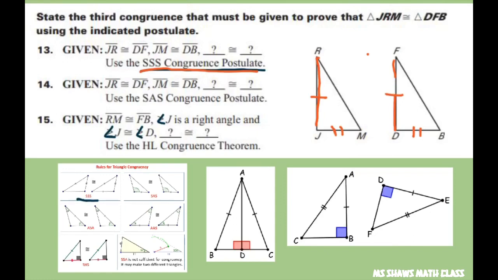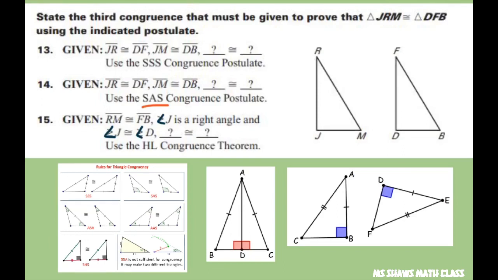We must have that these sides must be congruent. So we must have the RM line segment is congruent to FB. And that satisfies our side-side-side congruence postulate. Okay, for our next one, we want to use the side-angle-side postulate.